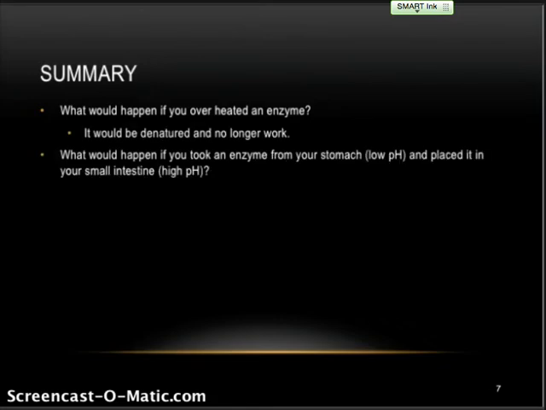In summary, what would happen if you overheated an enzyme? It would be denatured and no longer work. What would happen if you took an enzyme from your stomach, a low pH, and placed it in your small intestine, a high pH? It would no longer work because enzymes only work at specific pHs.